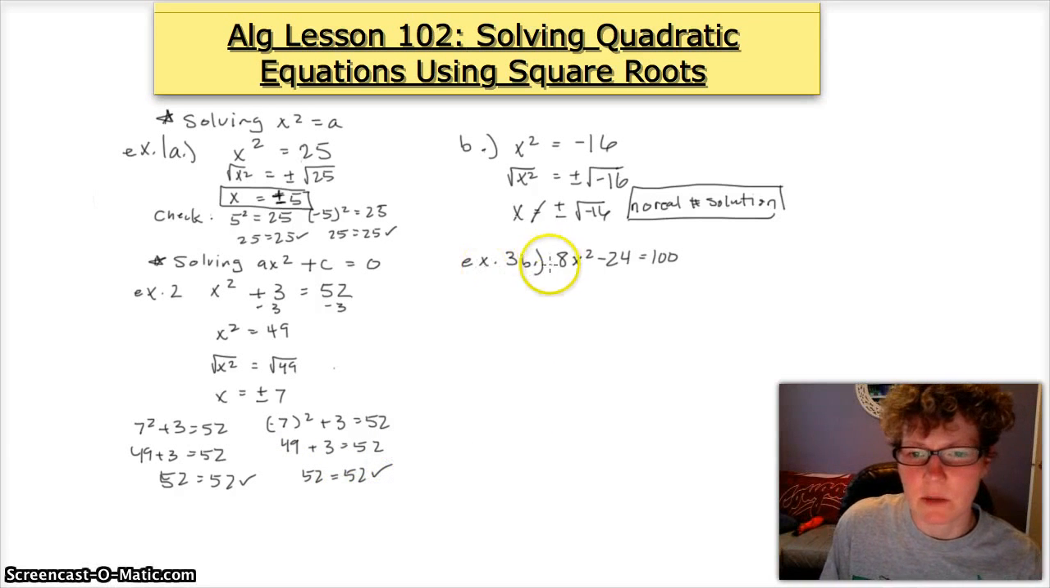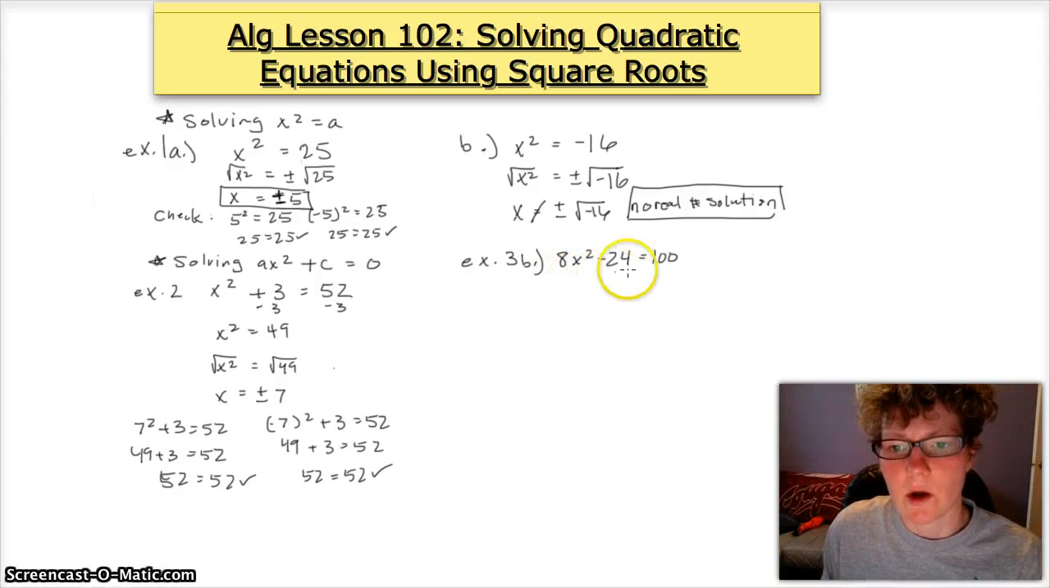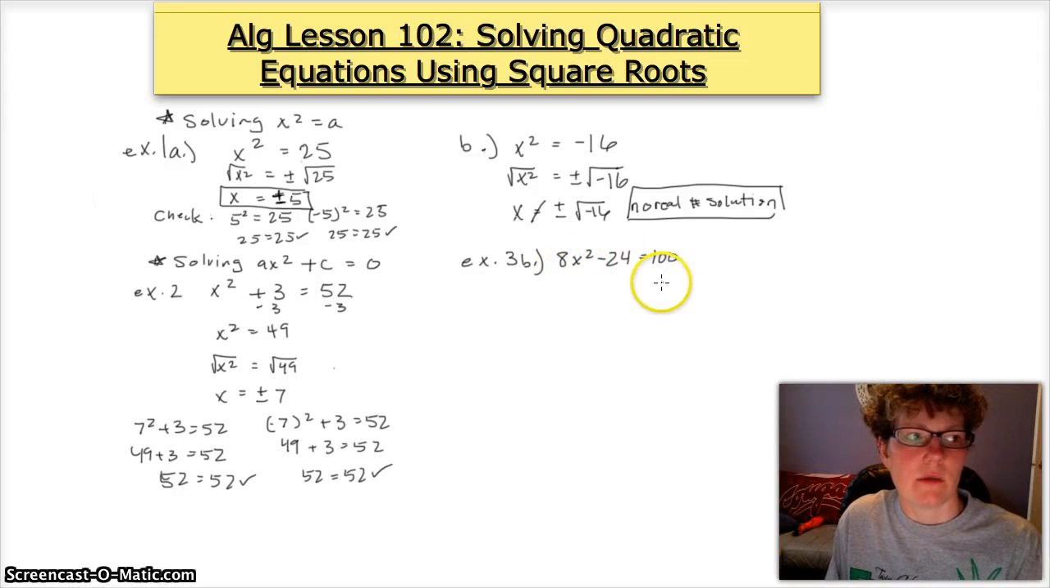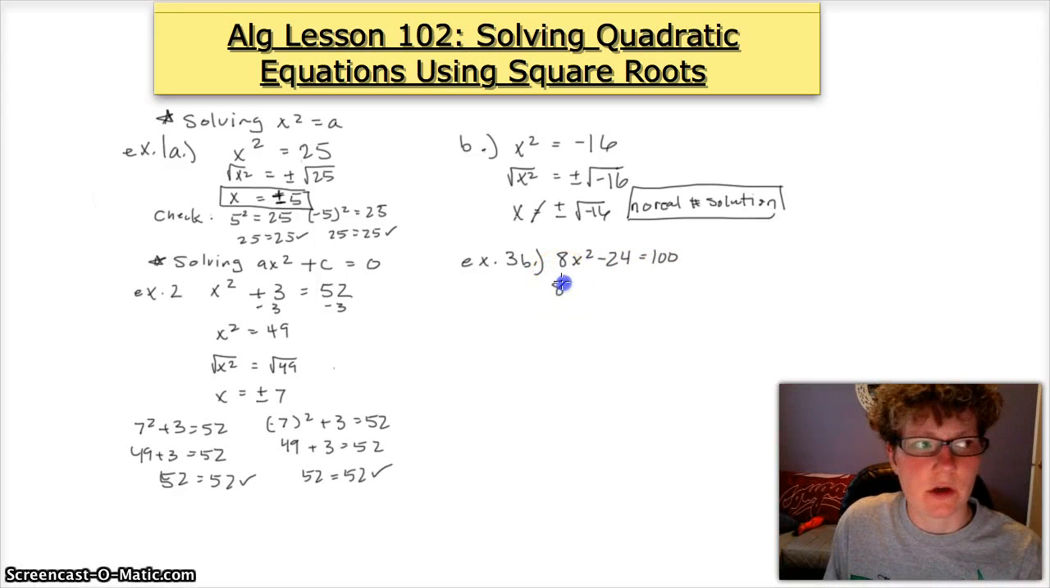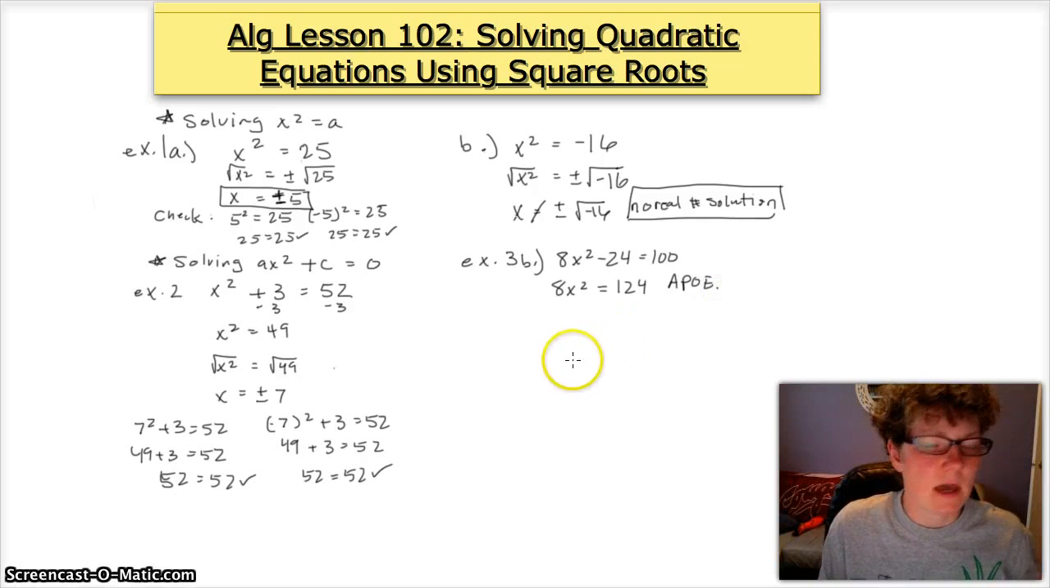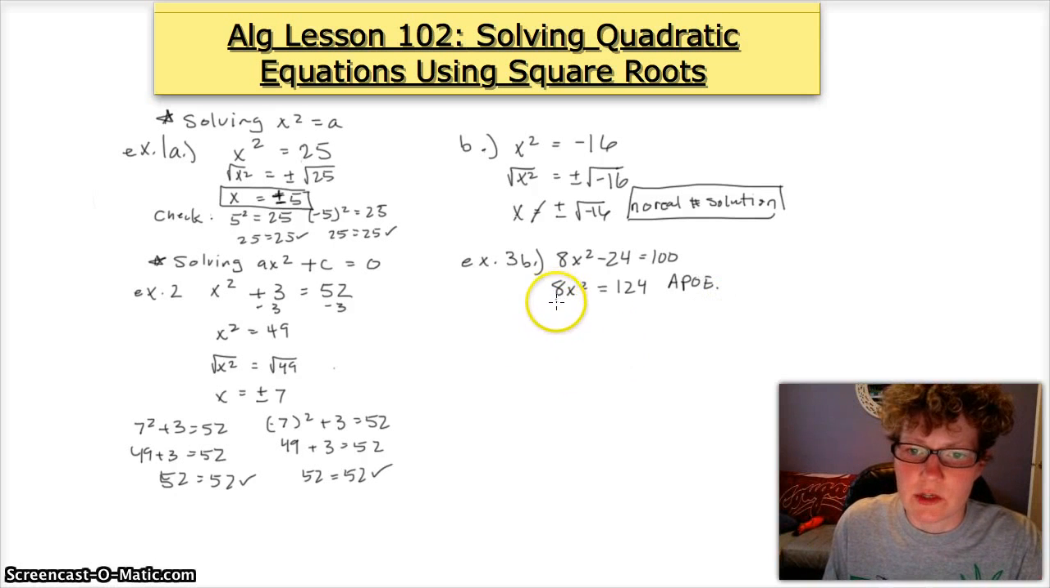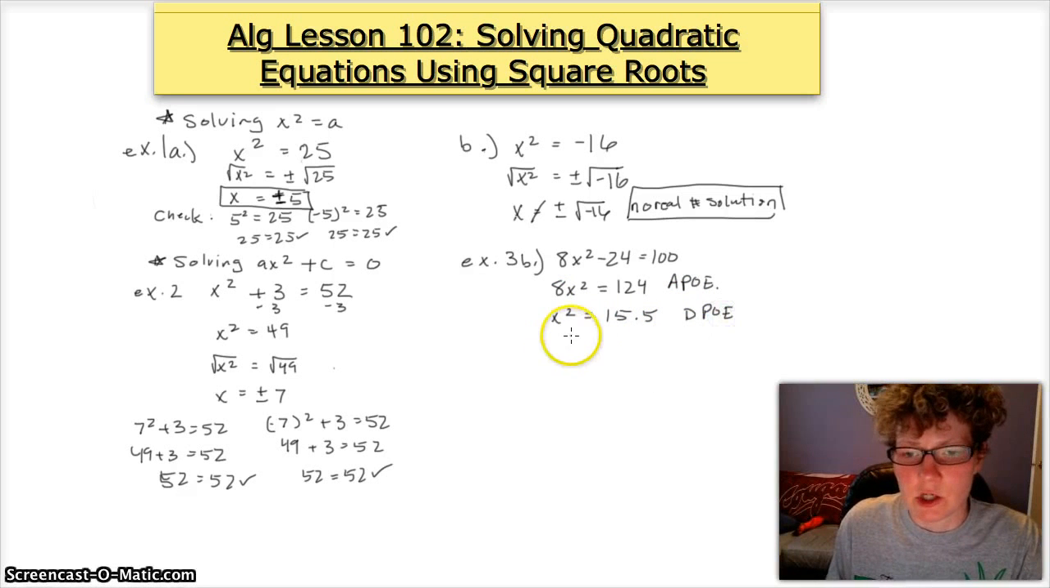Okay, last example. Example 3b is 8x squared minus 24 equals 100. Let's go to solve this first. We're going to have to add 24 to both sides, so we get 8x squared equals 124. I used APO to solve that. And then we're going to divide by 8, so we get x squared equals 15.5. I used DPO. I'm not actually showing this step, I'm just showing what I did here.